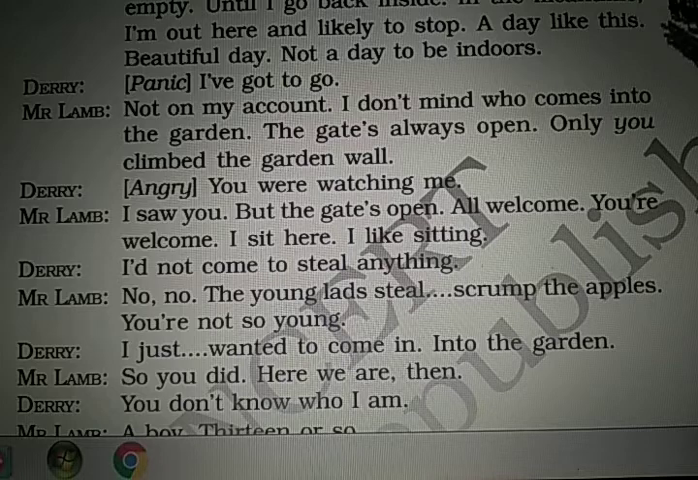And Mr. Lamb: "No. The young lads steal, scrump the apples. You are not so young." I'm not saying that you have come to steal anything. This is done by young lads, young boys, younger than you. They scrump the apples, they steal the apples. You are not so young, you are grown up.